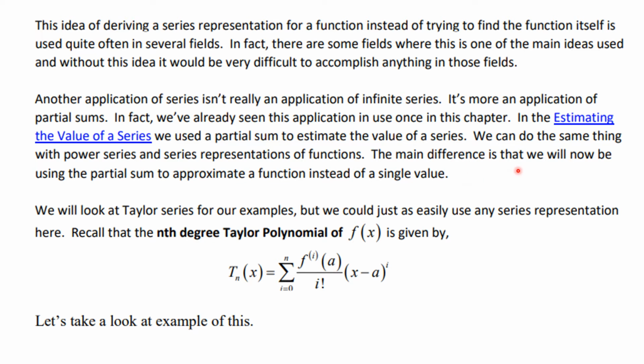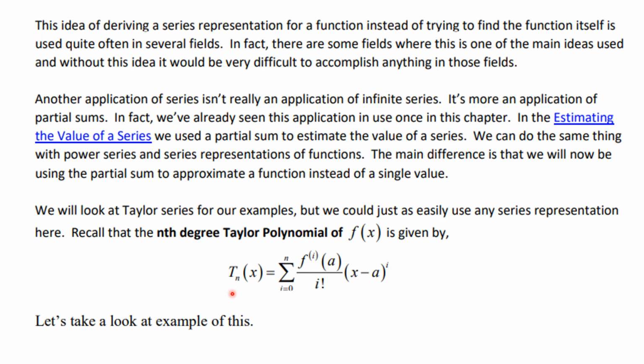The main difference is that now we will be using the partial sum to approximate a function instead of having a single value as we had in the earlier lecture. So we will look at Taylor series in our example, and these are polynomials. We recall that the nth degree Taylor polynomial is given by taking the infinite series up to n.